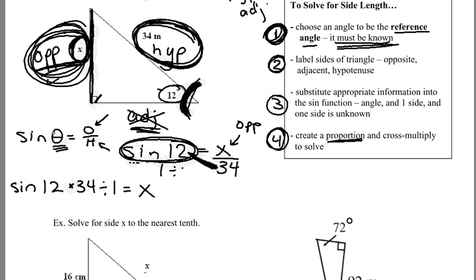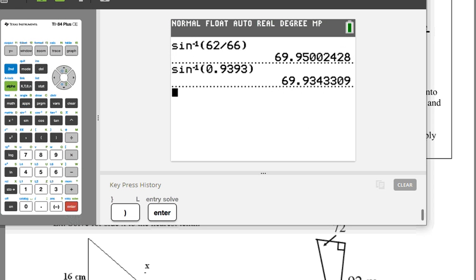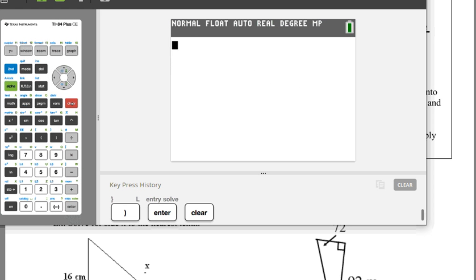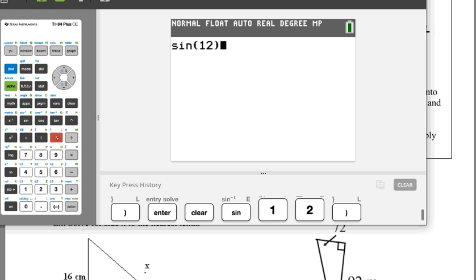Make sure you're inputting sine 12, not 12 times 34 alone. So we go to our calculator. We want to input sine 12 degrees. Make sure you close that bracket. Times 34.